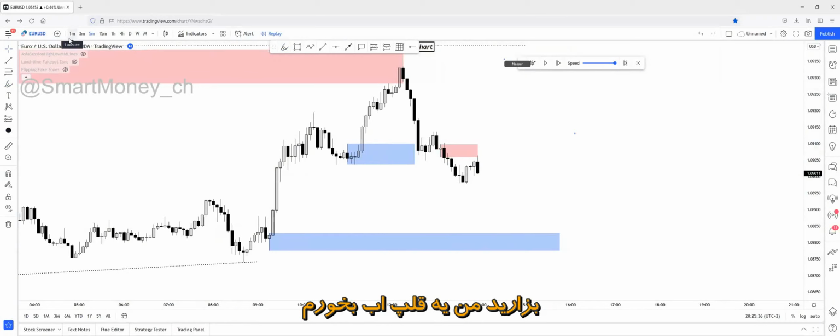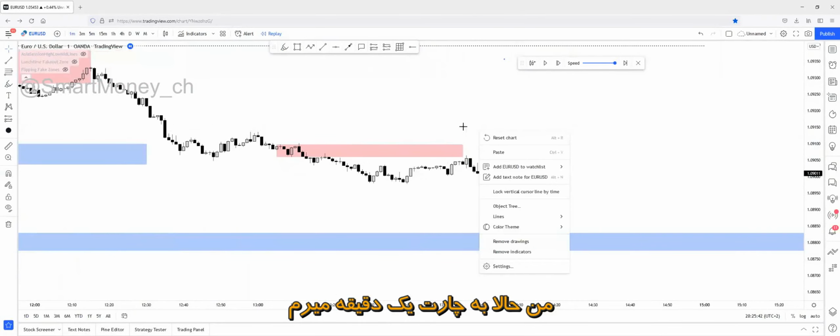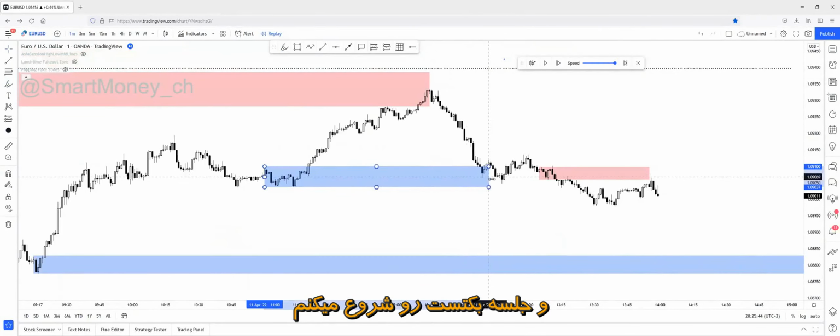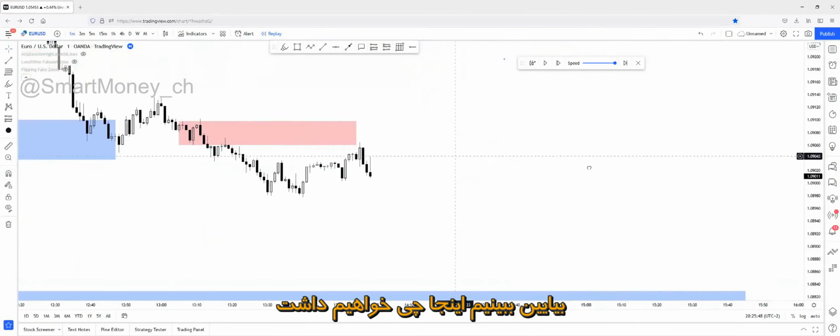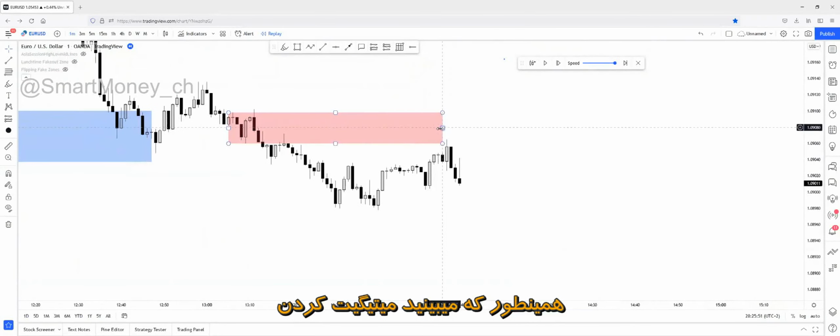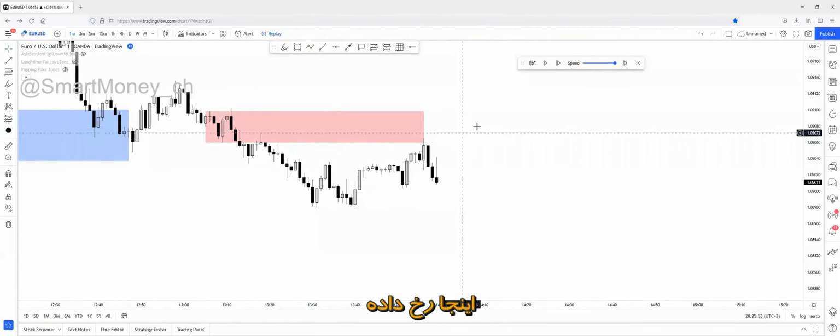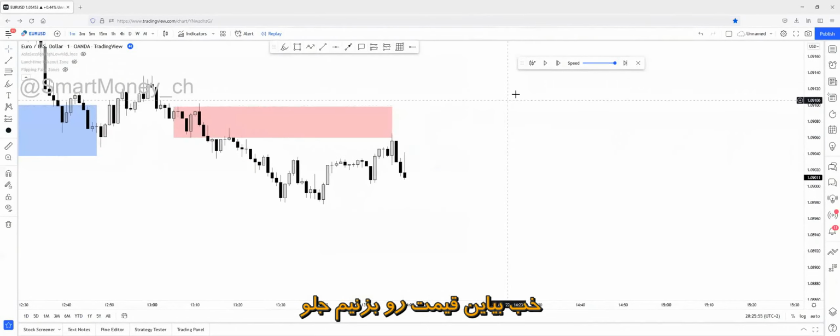Let me just drink a sip. Okay, I will just switch to the 1-minute chart now and start the backtesting session. Let's see what we got here. As you can see, the mitigation has happened right here. Okay, so let's just play price forward.